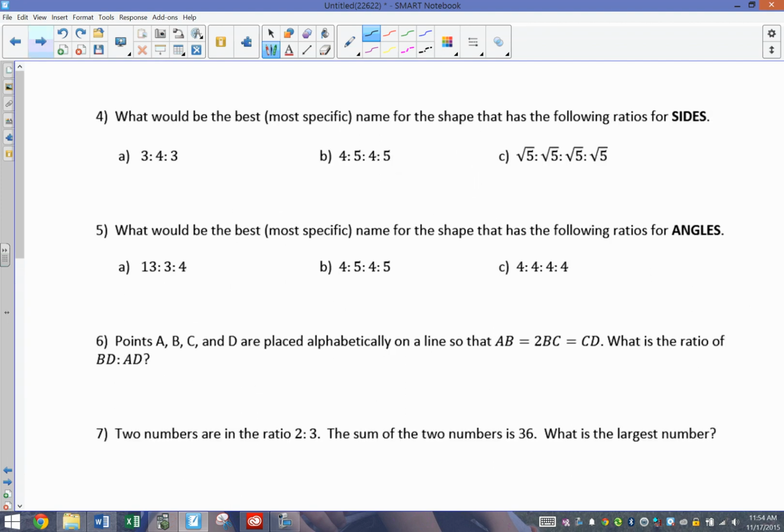All right, and then the other thing I want to talk about is 4 and 5. I'm going to do the first ones with you, and then you're going to do the other ones in class. So number 4, it says, what would be the best or most specific name for a shape that has the following ratios for sides? So I'm going to pick B. If I have a 4-sided shape whose sides are in a ratio of 4 to 5 and 4 to 5, that means I have a shape where the opposite sides are both 4x and the other opposite sides are both 5x. So the opposite sides are equal here, the opposite sides are equal there, which means that this would have to be a parallelogram.